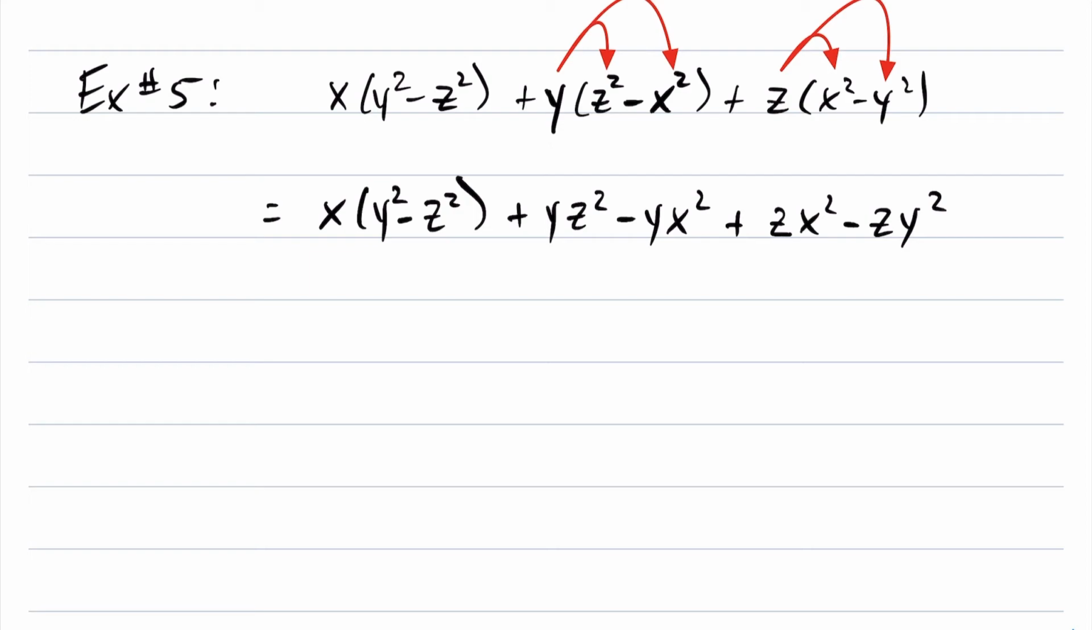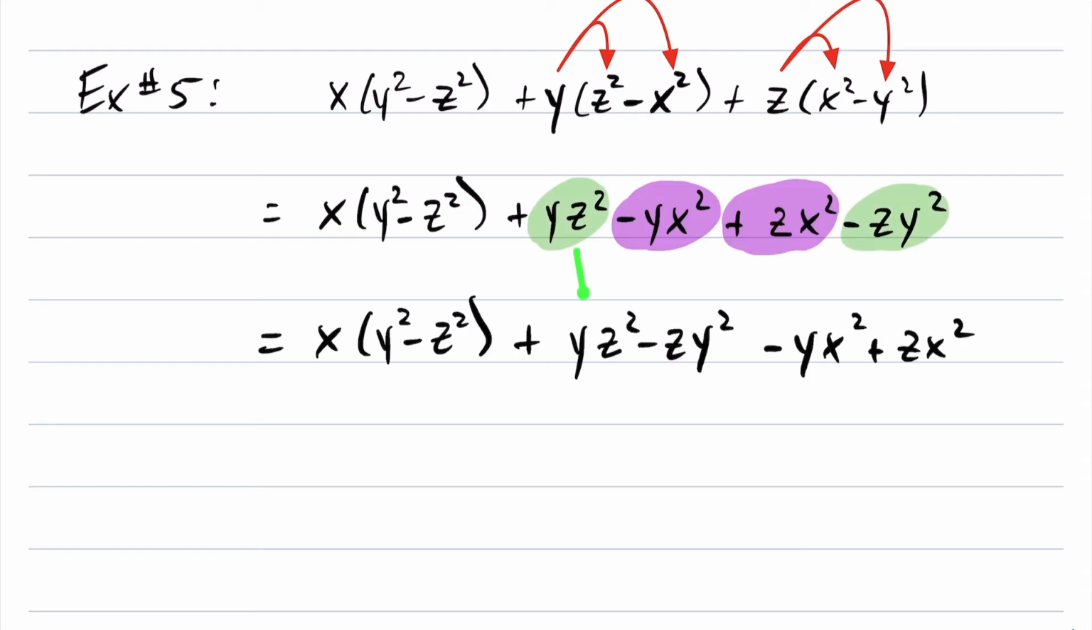Notice if I were to group the following terms, we can achieve that. Grouping together the terms in green, we have yz squared minus zy squared, which we can factor out a yz and get a y minus z factor. Likewise, grouping the terms in purple, we have a negative yx squared plus zx squared, in which case we can factor out a negative x squared, also giving us a y minus z. And we know we can get a y minus z in this expression as well.